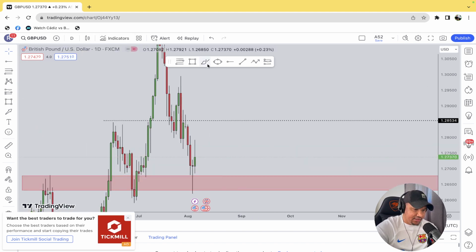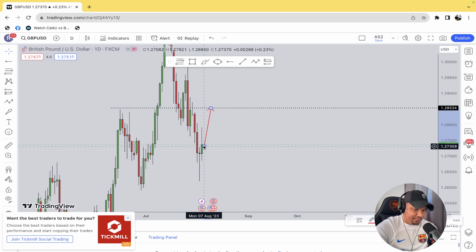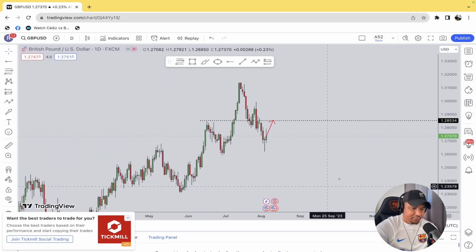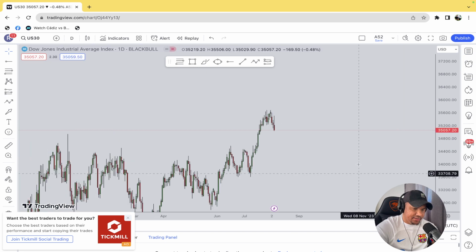Now I would like to see the market start this move to the upside there first, and then from there we can once again start monitoring the price action and see what kind of market momentum we get from there once again. Next up, we've got the US30.